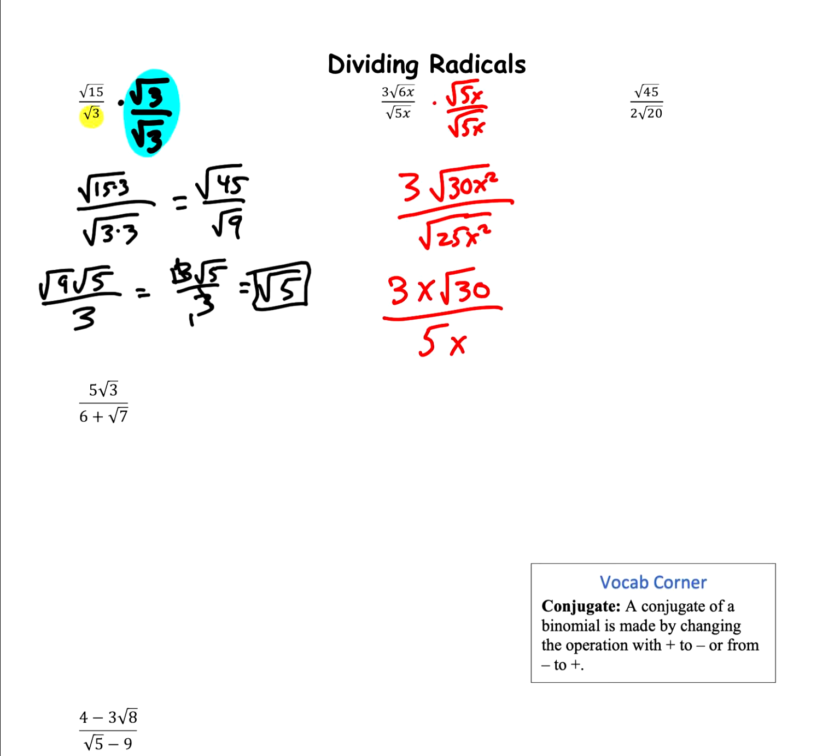Can I simplify anything here? Actually, the x's cancel out. So we cross out the x. That becomes 1. Cross out this x. It becomes 1. So we have 3 times 1 times radical 30 on the top, which is just 3 radical 30. And on the bottom, 5 times 1, which is 5. And that is our final answer.